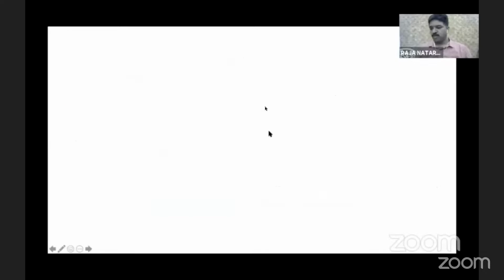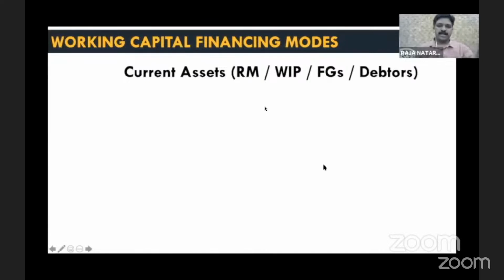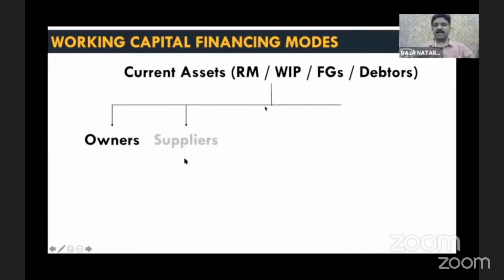So look what happened here. Various current assets are being created. And who should fund those current assets? Owners, they have the primary responsibility. Then suppliers can come in to fund raw materials. Then sundry creditors can come in. See, who can be sundry creditors? It can be, say, outstanding salary, outstanding rent, electricity bill not yet paid. So all those can be sundry creditors, right?